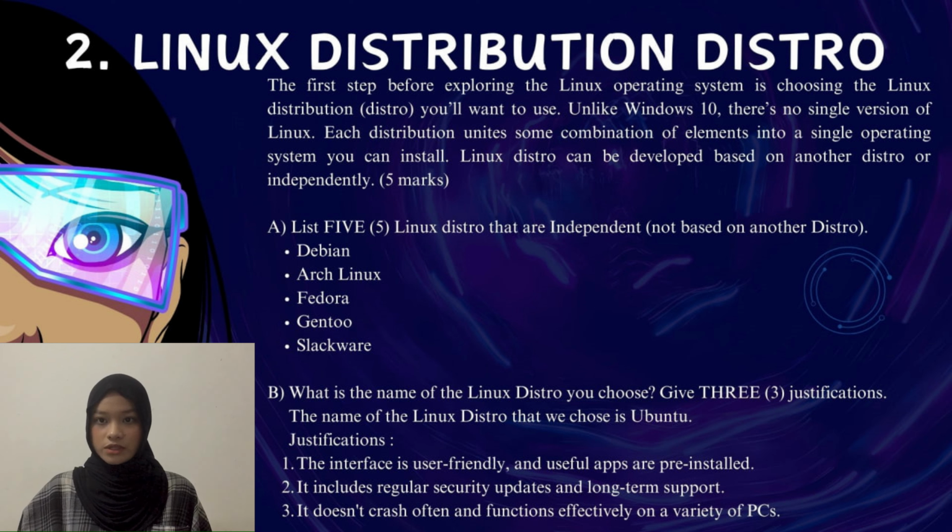Fedora is the next option. It is a cutting-edge distribution that seeks to provide the latest software and innovation. Gentoo is a source-based distribution with customizable software options. Finally, Slackware, one of the oldest Linux distributions, is known for its simplicity and minimalism, providing a more Unix-like experience. Moving on to the next question, the Linux distro that we have chosen is Ubuntu.